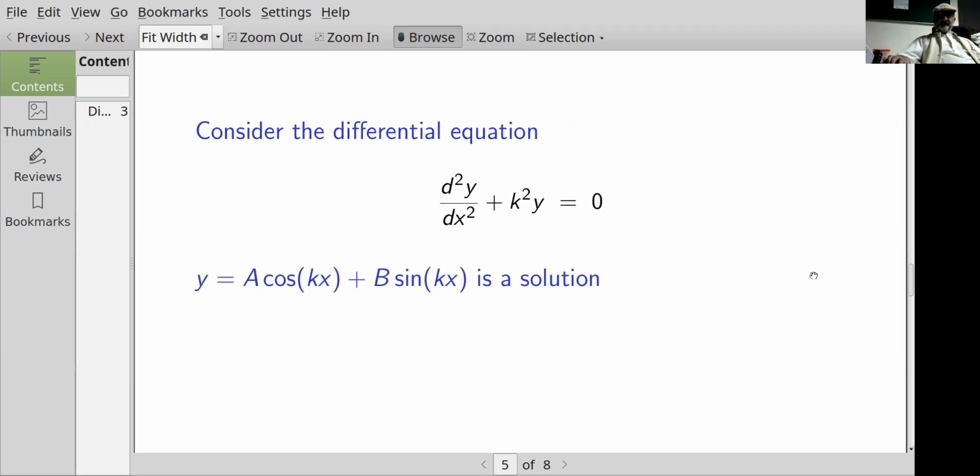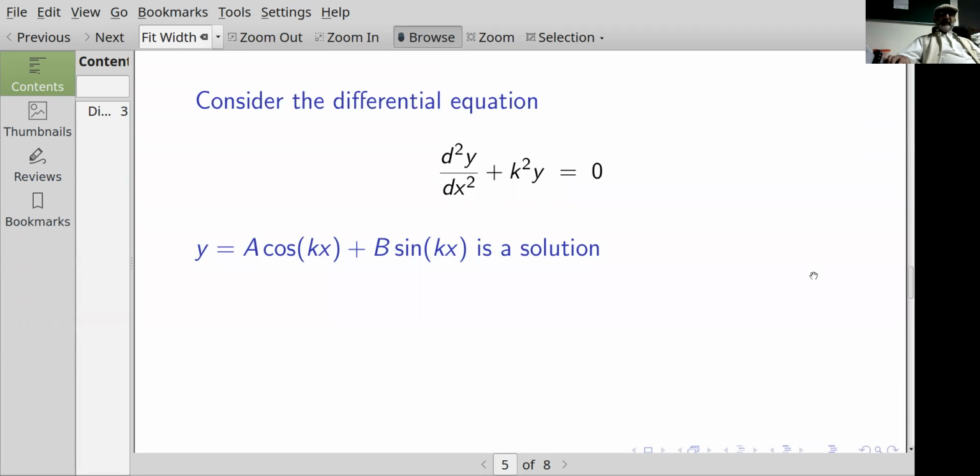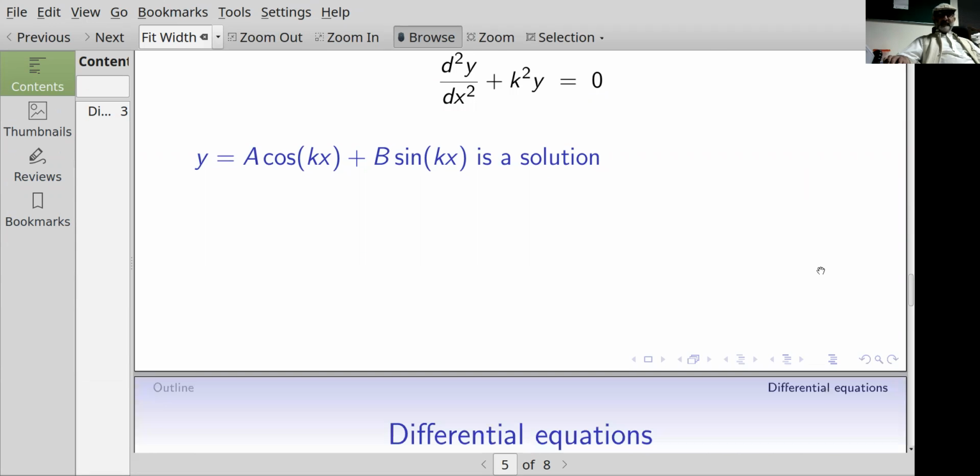You would not be able to determine what a and b were. Rather, a and b could have infinitely many values, and whatever values for a and b you had, they would give you solutions to this differential equation.